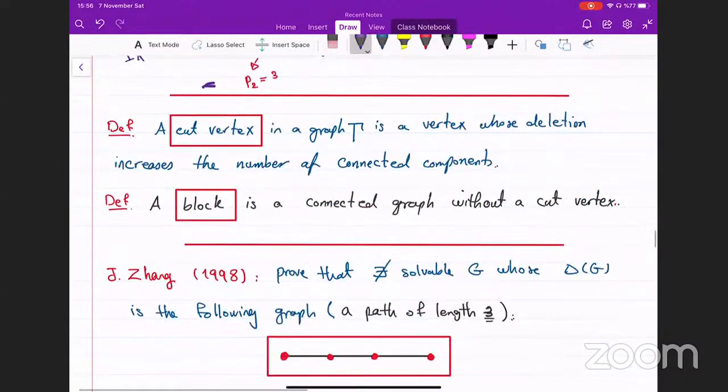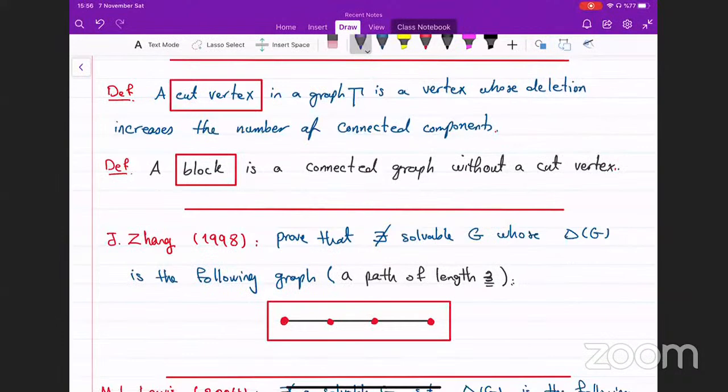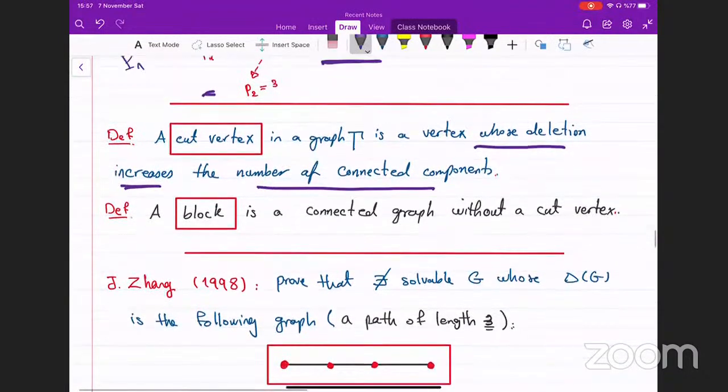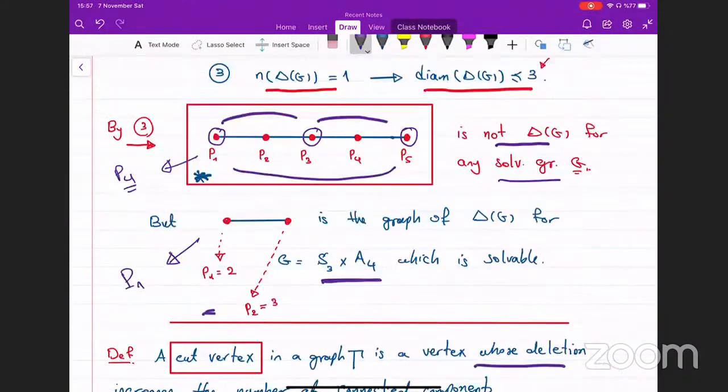What do I mean by a cut vertex in any graph? It is a vertex whose deletion increases the number of connected components. As an example, look at this one. If you look at this graph, do I have any cut vertex? First of all, I have one connected component. I have two vertices, let's call them A and B. If I delete A, I have only one point B. Again, I have one component. If I delete B, I have only one point A. So again, I have one component. So the number of connected components will not change. So I don't have any cut vertex here.